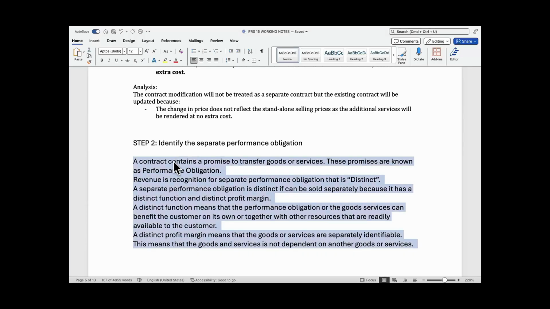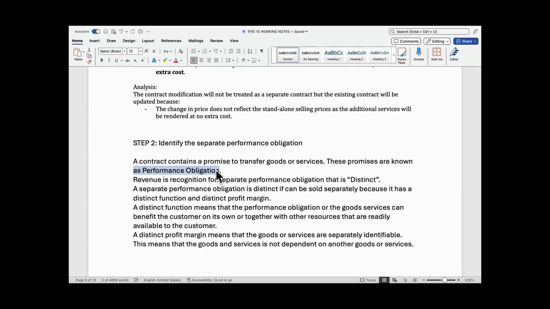So I started by saying that what you find inside a contract is a promise to transfer goods or services. And these promises, we said they are performance obligations. It's just the promise you have made to transfer goods or services. And when you want to recognize revenue, you recognize revenue for each separate performance obligation that is distinct.